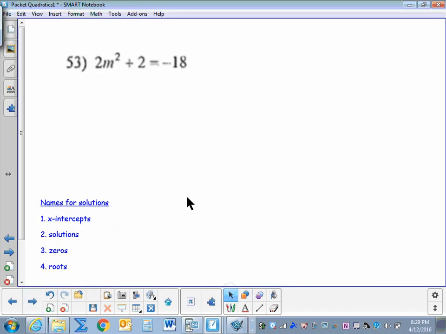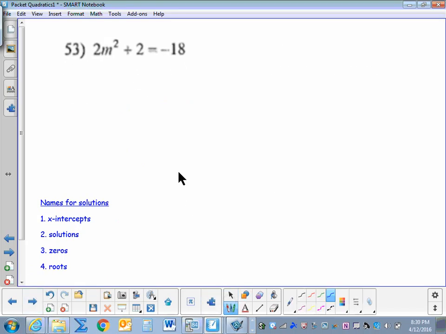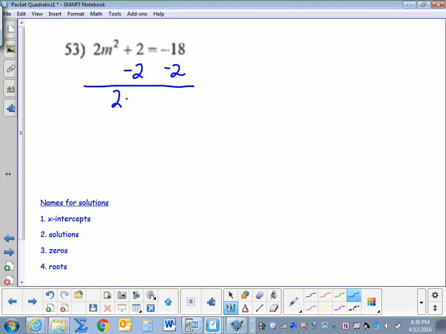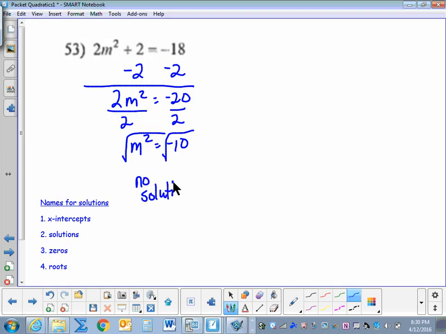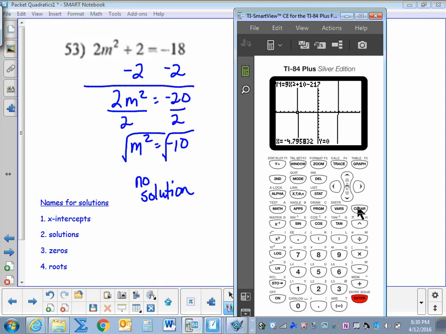Okay, let's work 53 together. So let's isolate the variable. Okay, so I get the square root of m squared equals the square root of negative 10. I can't take the square root of a negative number, so there's no solution. So let's graph this and see if indeed that's the case.